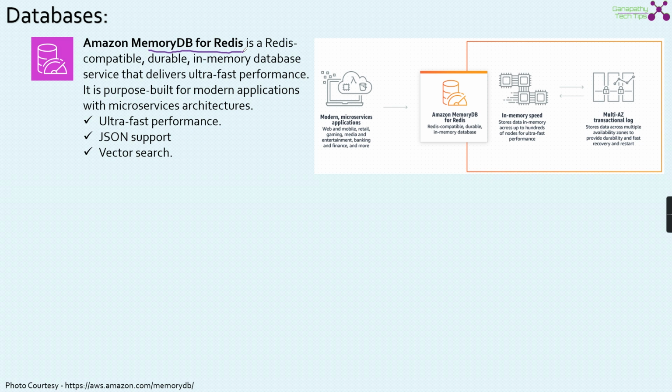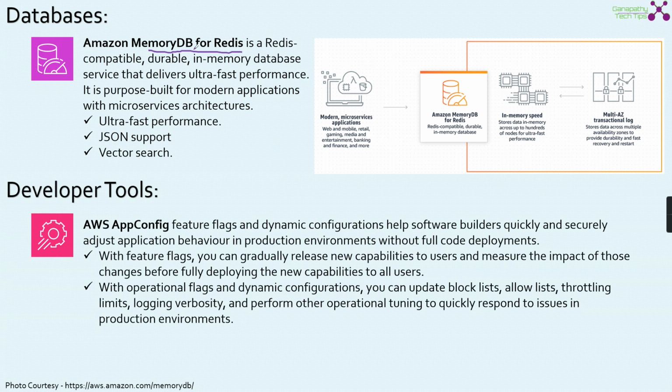It comes with all the compatibilities of the open source Redis framework. Its ideal use case is the microservices architecture. It provides ultra low latency, fast performance. It provides JSON support. It provides vector search support for generative AI based applications as well. And then moving on to the developer tools, AppConfig. AppConfig is, as simple as it is, application configuration.